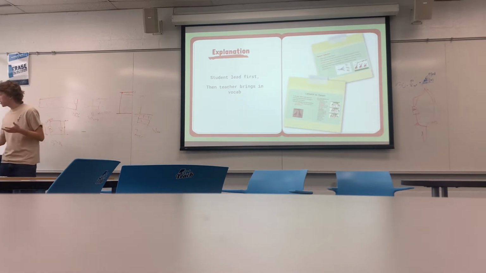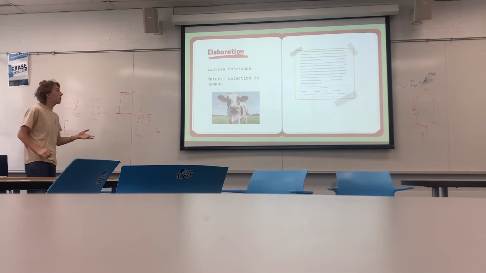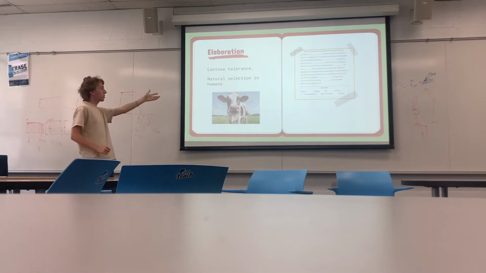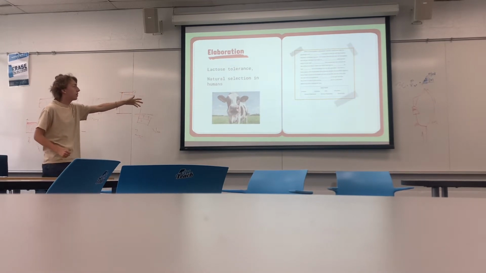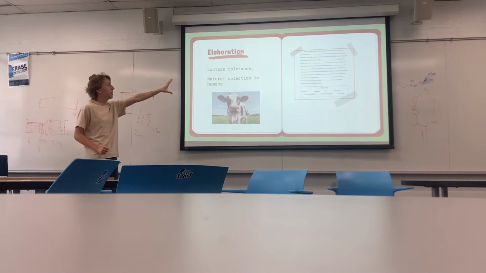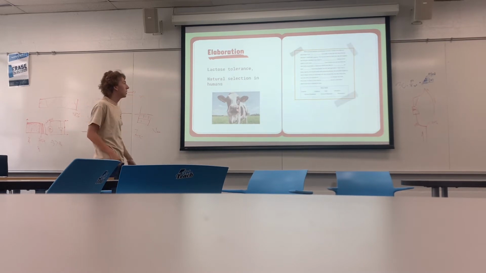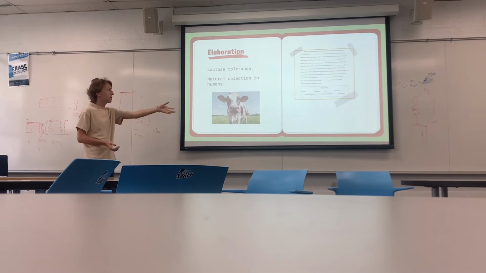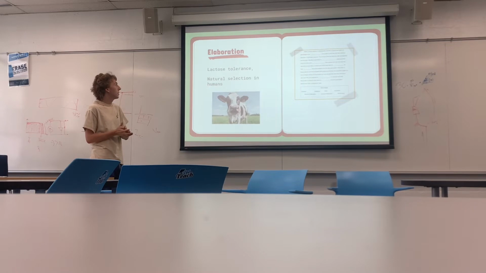And then after this explanation, we want to utilize the vocab words. So we're going to do this natural selection activity in humans about lactose tolerance, where we would have this activity and then a word bank full of the vocab words for the lesson. And then after they test their own understanding, they're going to watch a video by Hank Green on lactose tolerance and how that evolved in humans.